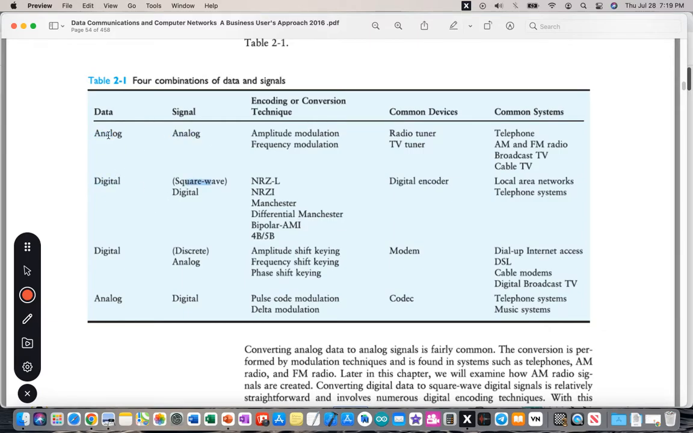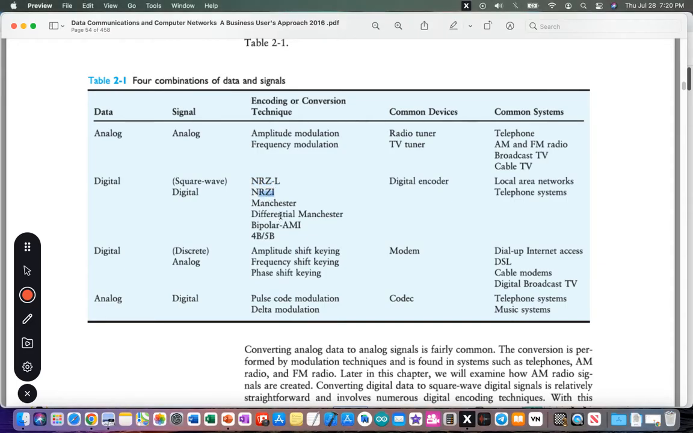This is analog, this is digital, this is analog, this is digital. When analog to analog, they call it AM modulation and FM modulation. When digital to digital, they call it NRZ, NRZ-L, NRZ-I, Manchester, differential Manchester, bipolar AMI, and it works in digital encoders, in local area networks and telephone systems.